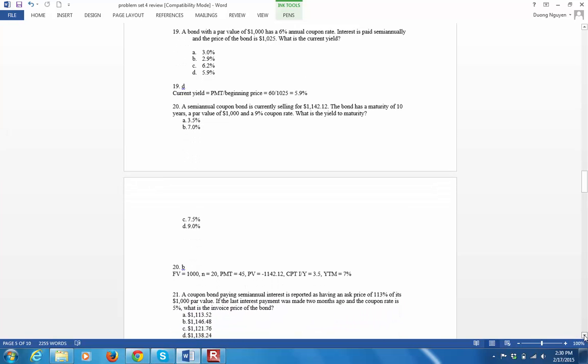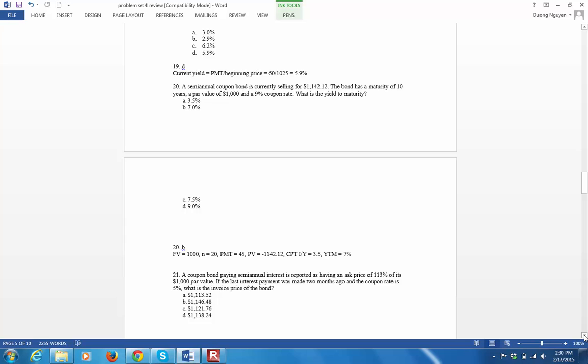Number 20, the bond has maturity of 10 years, par value 1000, the coupon rate is 9%. What is the yield to maturity? So you put in the calculator, very similar to what we did before. Future value is 1000, the price is 1142.12, but you have to put a negative sign.